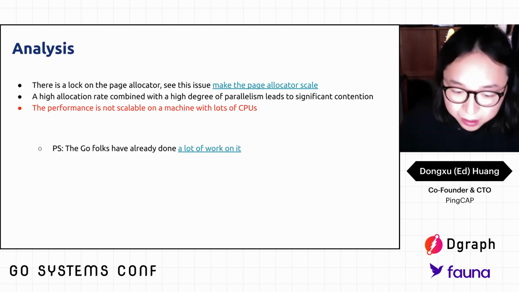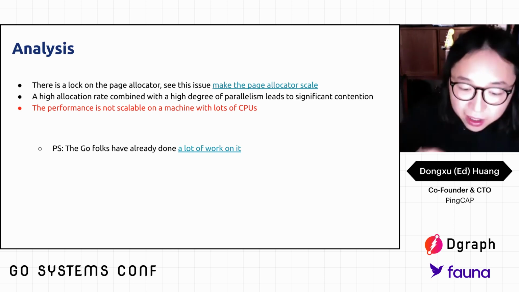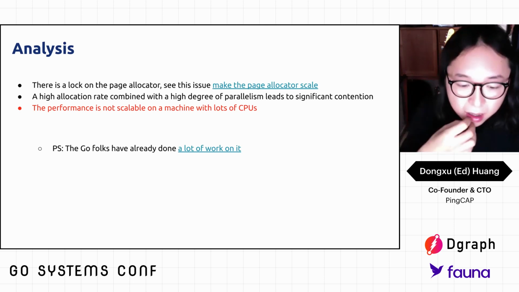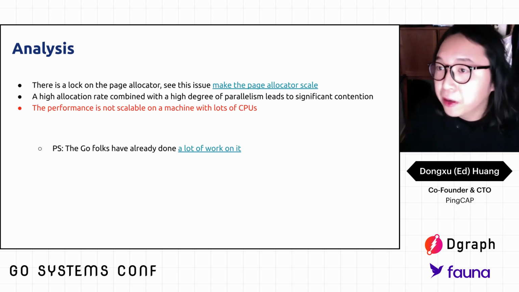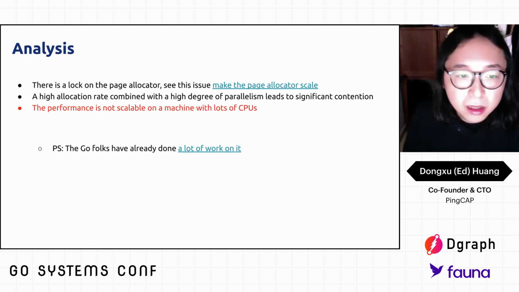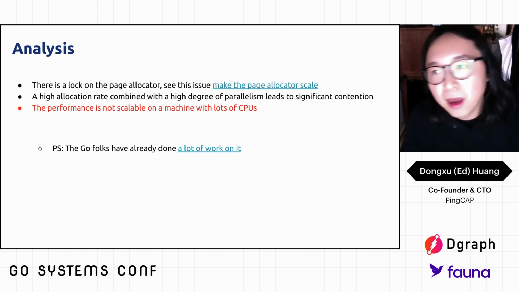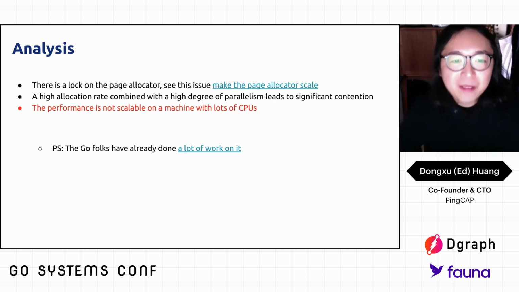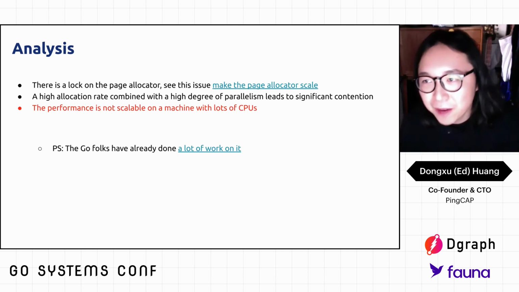because with separate deployments, the conflicts are relatively lower when each process has fewer CPU cores. The Go team has already done a lot of work on it, but it's still on the way.